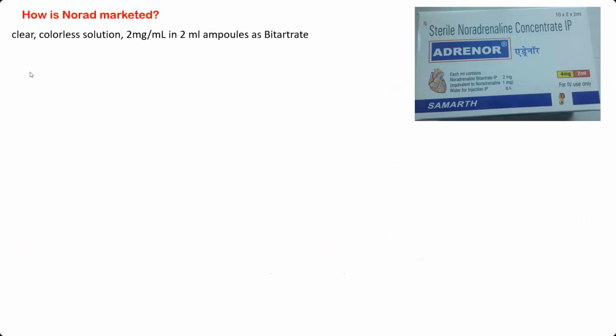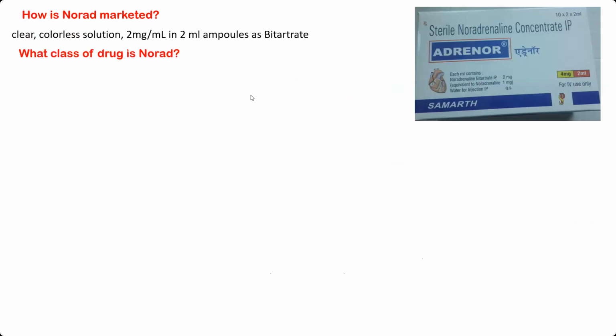Then another common drug, which all of you should be familiar with, is noradrenaline. How is noradrenaline marketed? Noradrenaline bitartrate. How many milligrams per ml, and how many ml ampoules? It is 2 milligram per ml in 2 ml ampoules. You can see the composition. If this sort of question comes, go through the composition and you can find the answer. So it is 2 milligram per ml, a 2 ml ampoule, and a bitartrate salt.